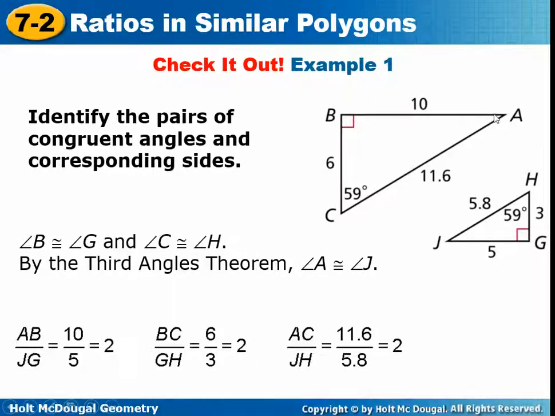So the length of AB over the length of JG, those two sides go together because they're opposite the angle 59. And then side BC is opposite angle A, which is our third angle, and opposite angle J would be 3, so we have 6 over 3, so BC over GH. And then the last side is the hypotenuse of the right triangle, AC over JH, and you put those numbers in, and all of these simplify to the same ratio.